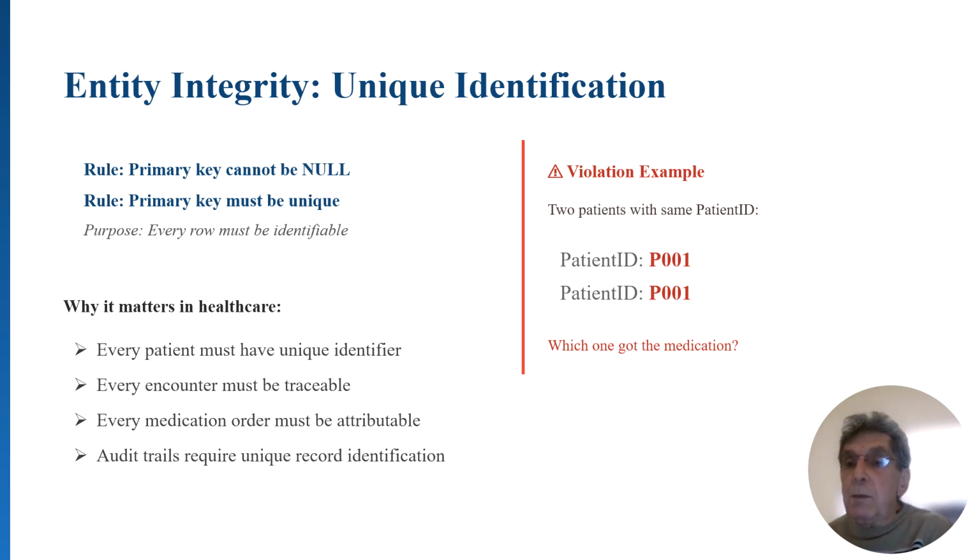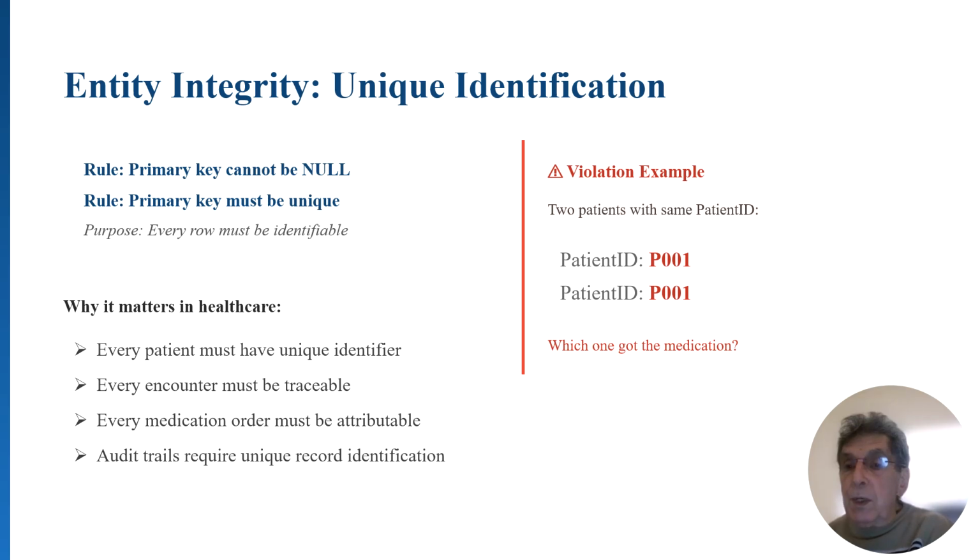Entity integrity is fundamental to relational databases. It ensures that every row in a table can be uniquely identified. The rule is simple. The primary key cannot be null and must be unique. Why can't it be null? Because the primary key is how we identify rows. If a patient ID is null, which patient are we talking about?